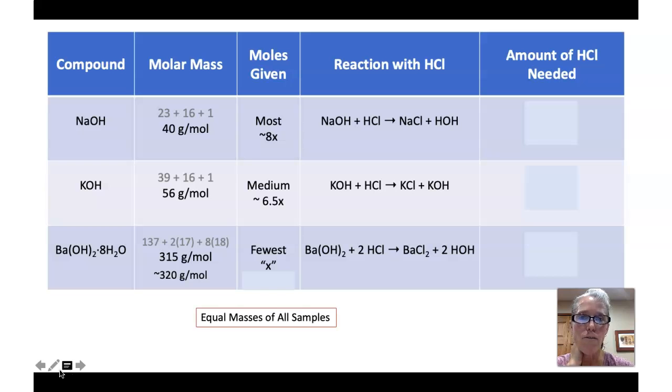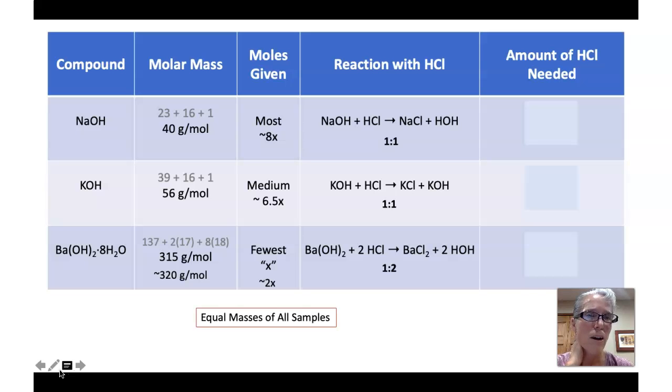All right, let's go a little further. We've got these balanced equations. They react in a 1-to-1 ratio, except for the barium hydroxide, which is 1-to-2. Well, that kind of makes things a little bit more complicated. So now let's think about that x moles of barium hydroxide. Since it takes twice as many moles of HCl, we could almost think of that as 2x moles of barium hydroxide.